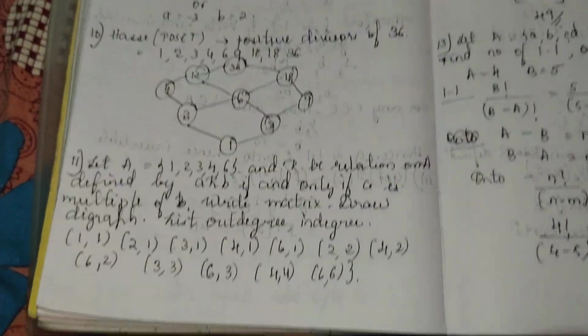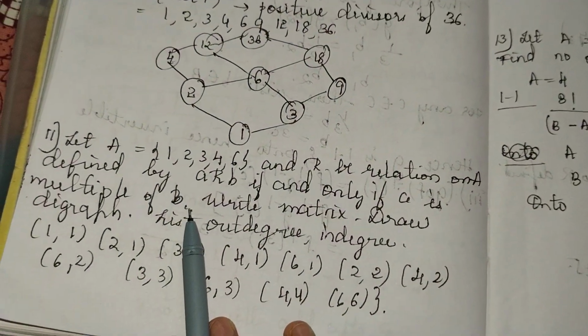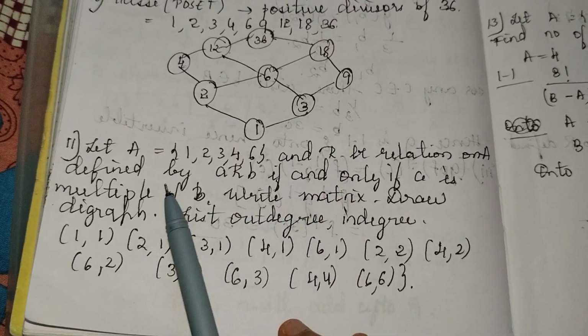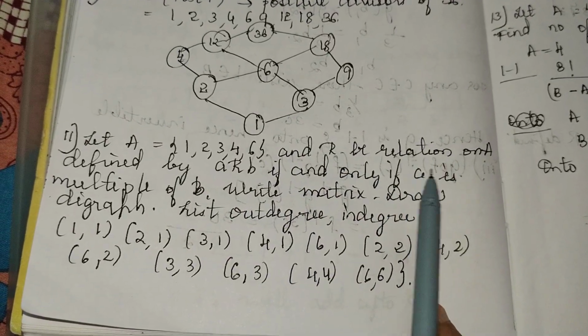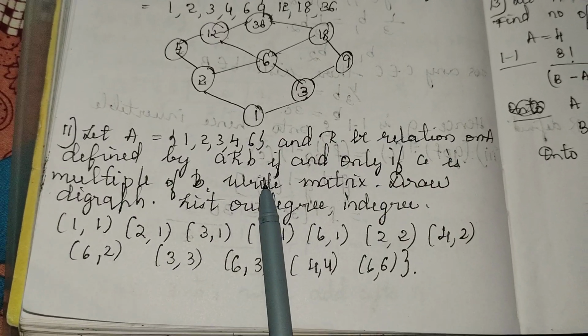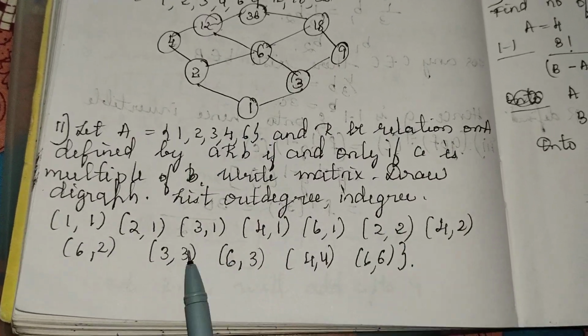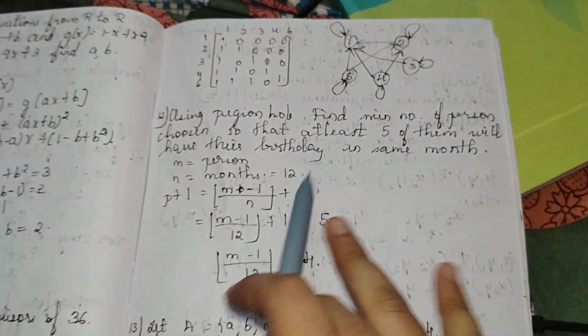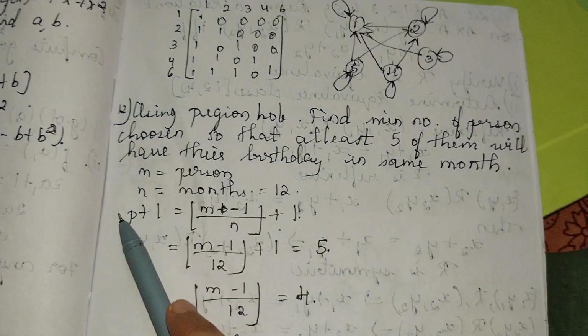Okay, then the 11th one is again simple. They have told that you have to take the relation in such a way that A is a multiple of B, from 1 to 6. Write all the order, write the matrix, multiply and write the final answer. I think I have solved the same question again.